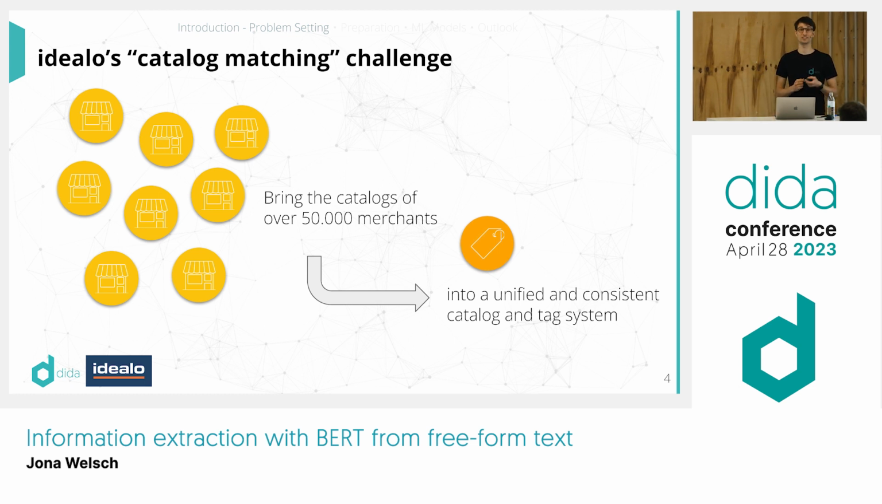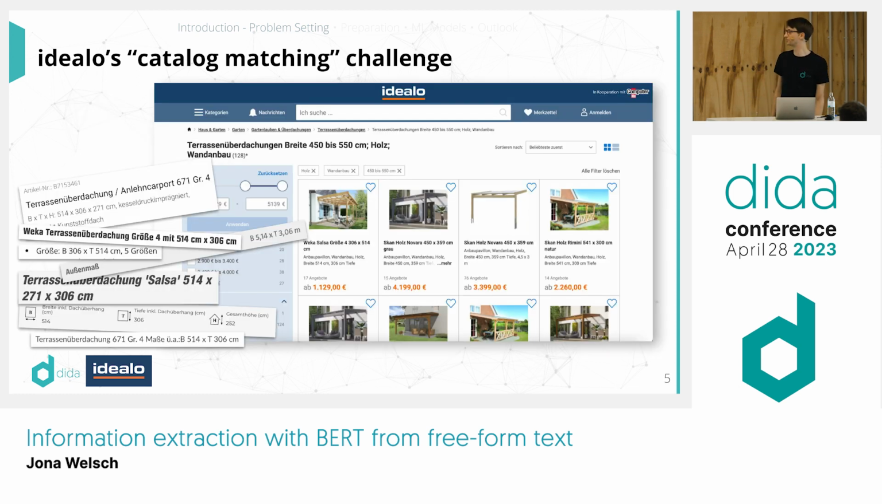To make this a bit more tangible, let's look at an example. For example, I'm looking for terrace roofs. Maybe, because, well, some people do have terraces, even in Berlin. And one thing I need to mention at this point is you see the pages in German here, and all the examples I will show are in German, because the whole project was carried out in German as one of the most important languages where idealo is operating in.